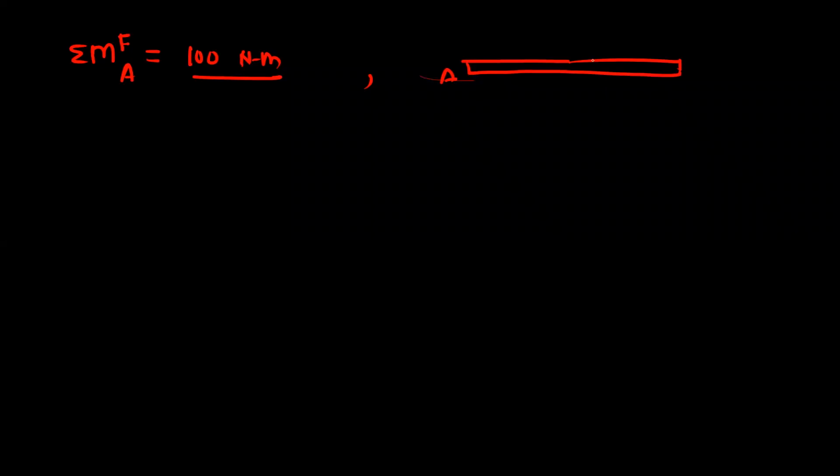So we have got the answer: summation of moment by all the forces about A is equal to 100 Newton meter. Okay, so we have got the positive answer. Now refer to this diagram, which is a resultant diagram. So this is AB. This is the resultant. Right now we don't know the exact distance, so we have assumed it as D.